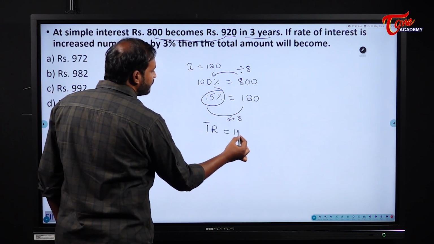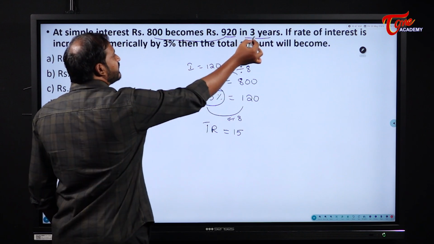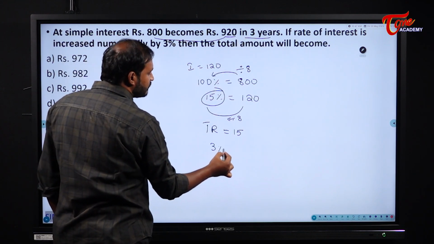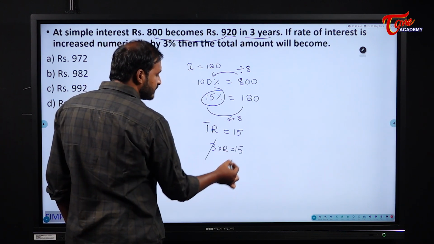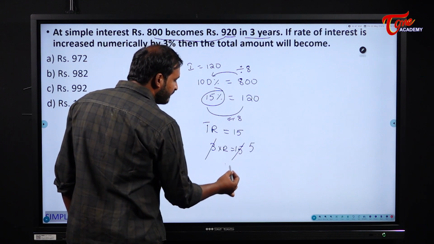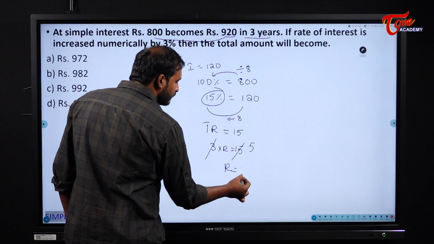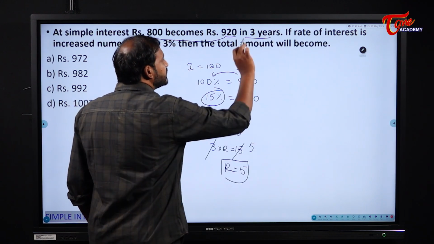TR is equal to 15. They have given us the time period, that is 3, so 3 into R is equal to 15. So 3 ones are 3, 5. Rate of interest is 5. Right? Okay. Up to here it is done.